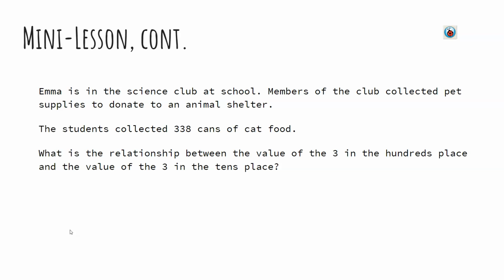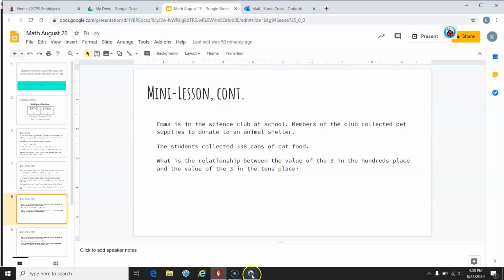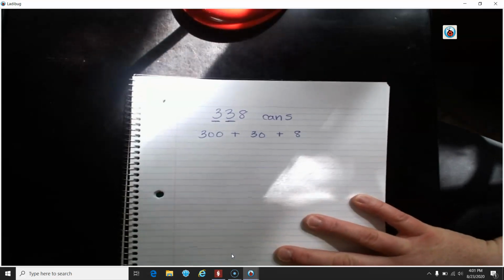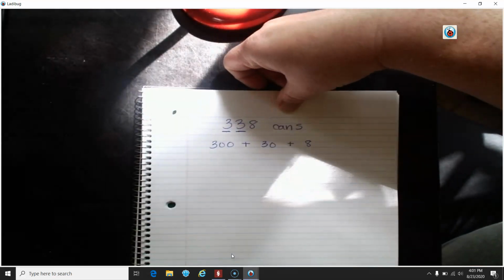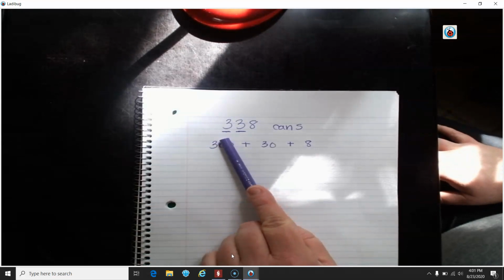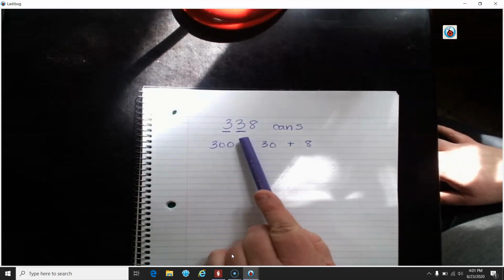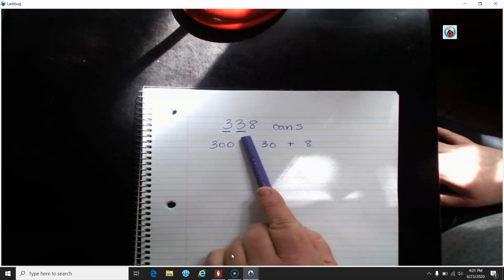So it says, what is the relationship between the value of the 3 in the hundreds place and the value of the 3 in the tens place? So I am going to switch over so that you can see my paper. And I've already written this number out, 338 cans. And we have a 3 in the hundreds place, and we also have a 3 in the tens place.